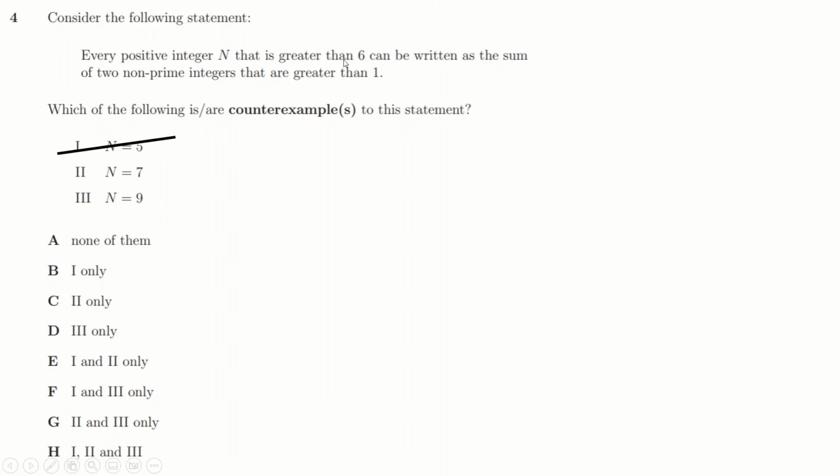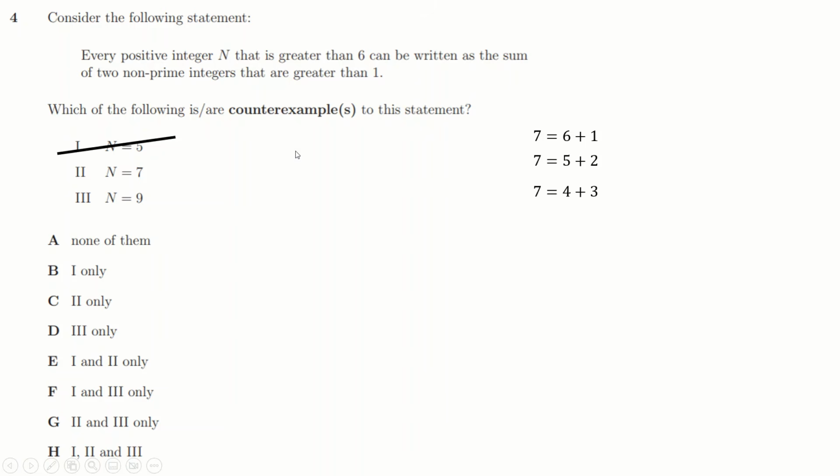Anyway, any positive integer that's greater than 6 can be written as the sum of 2 non-prime integers greater than 1. So let's just try it with 7 and 9 then. So 7 is 1 plus 6, but of course 1 is not greater than 1, so that doesn't count. It's also 5 plus 2, but 5 is prime, and actually so is 2. I'm looking for 2 non-primes. 3 is prime, so that doesn't work, and that's it.